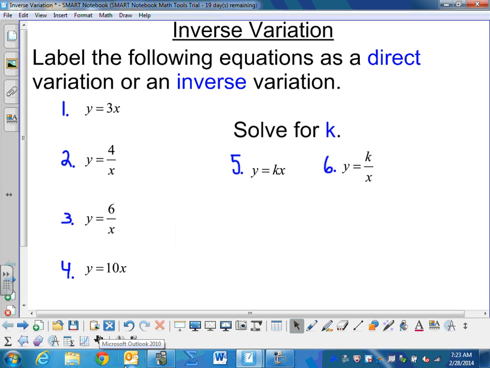Inverse variation. Label the following equations as a direct variation or an inverse variation. For 5 and 6, solve for x.